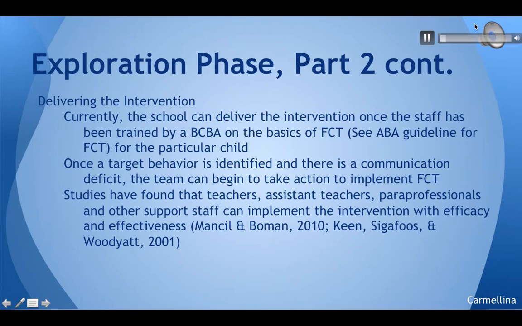Currently, the school can deliver the intervention once the staff have been trained by the BCBA. Once the target behavior is identified and all staff understand how the FCT program will be used, the team can begin to take action. Studies have found that teachers, paraprofessionals, and other support personnel can implement FCT programs effectively and efficiently.